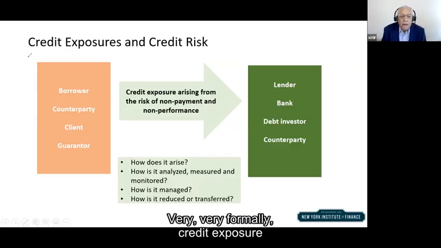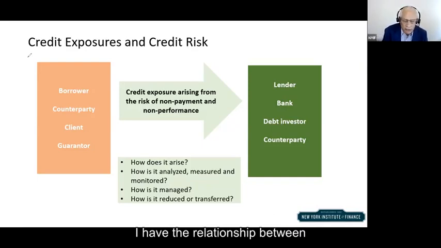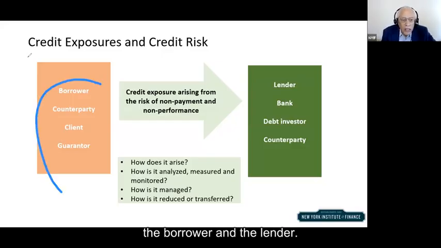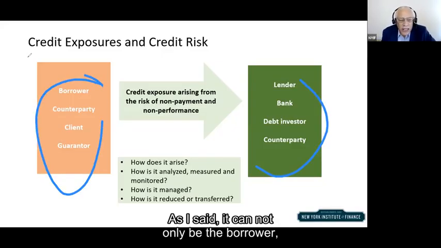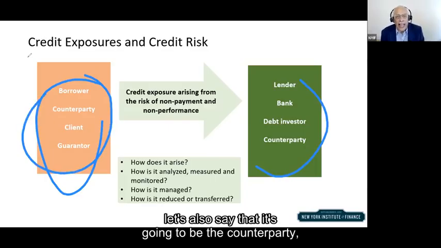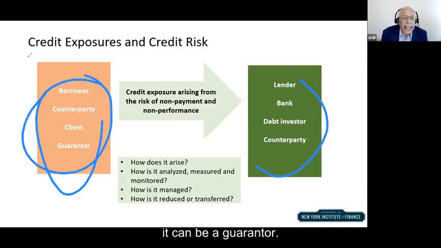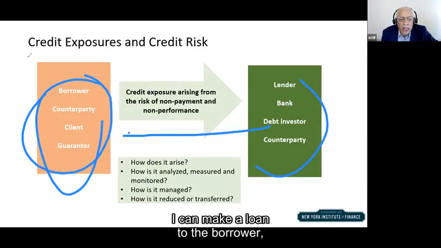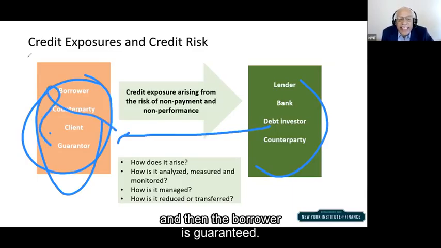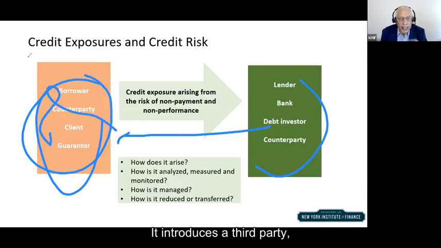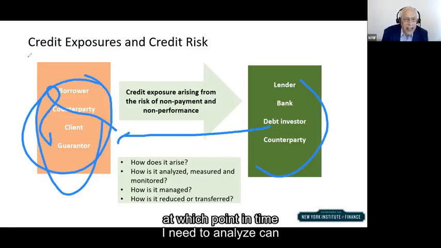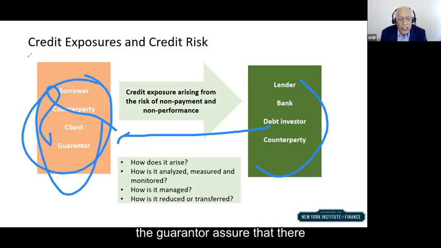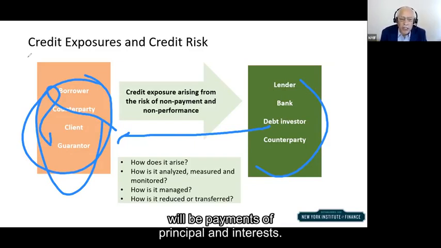So very formally, credit exposure arises because of the risk of non-performance and non-payment. And so I have the relationship between the borrower and the lender. And it can not only be the borrower, it can also be the counterparty, it can be the client, it can be a guarantor. If it's a guarantor, I can make a loan to the borrower, and then the borrower is guaranteed. So this introduces a third party, at which point I need to analyze, can the guarantor assure that there will be payments of principal and interest?